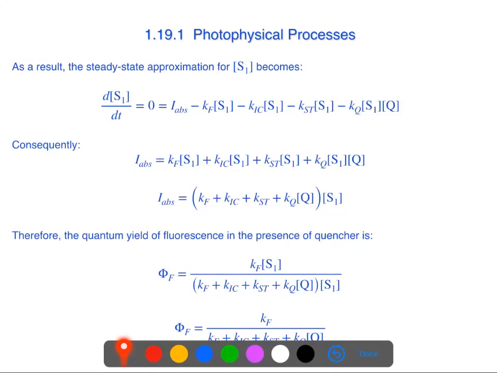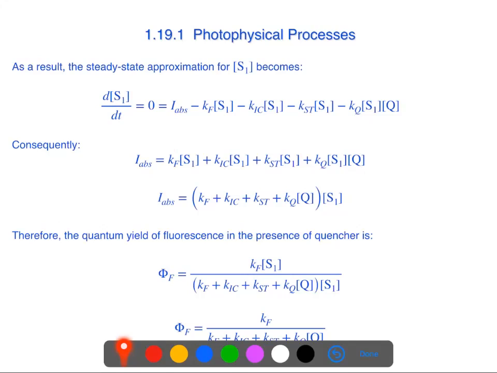And so if we solve for IABS under steady state approximation conditions, we're left with the sum of these four terms, including four rate constants, each including the concentration of S1. Only the last term, our new quenching term, also includes the quencher concentration. So if we factor out S1, we're left with the summation of the following four terms.